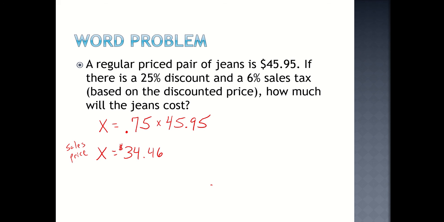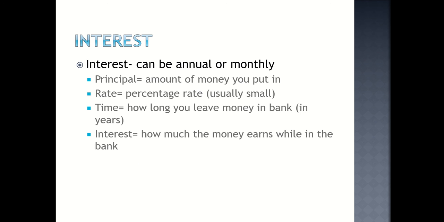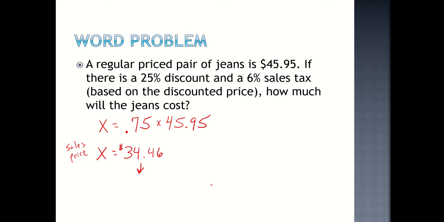Now, the sales tax is added to that. So we need to know what is 6% of 34.46. Now, we're going to pay $34.46 plus the sales tax. So this is 100%, right? So we're going to pay 100% of the purchase price, plus we are adding 6% to that. So what is 100% plus 6%? It's 106%. Okay, now what is 106% as a decimal?